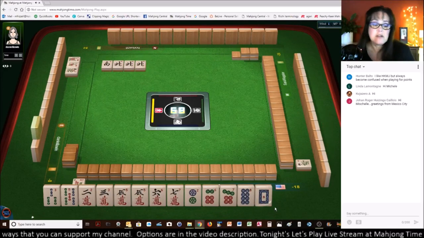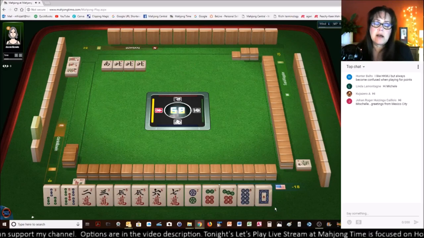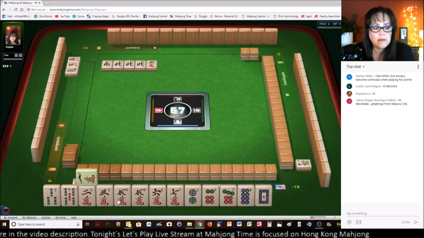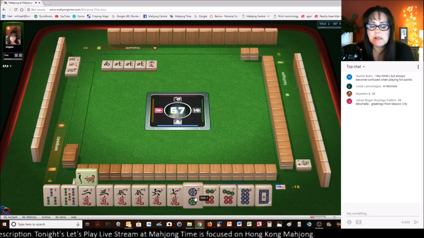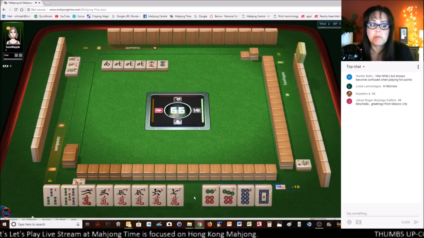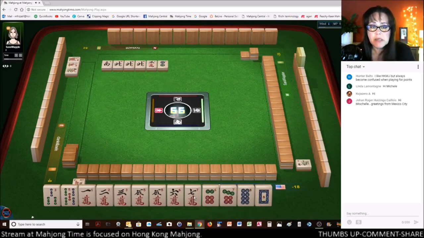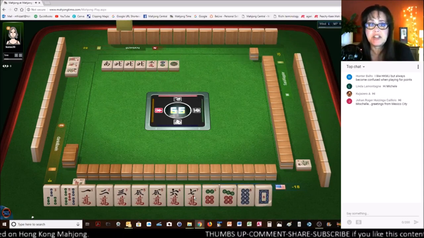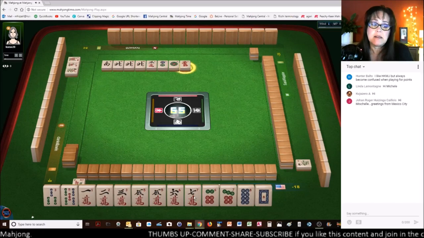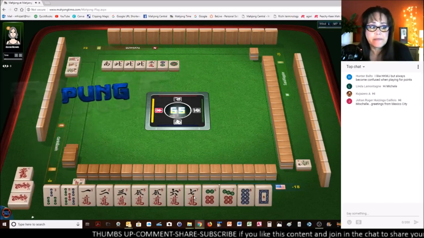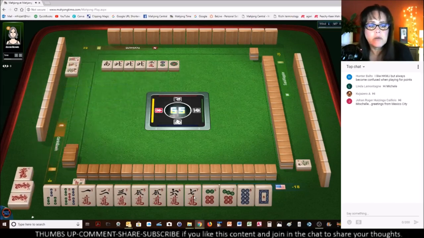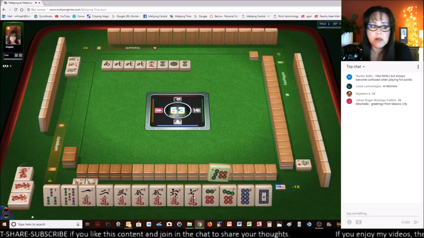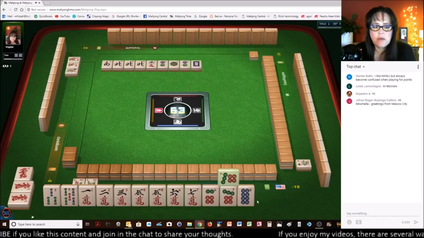I've trained myself to not focus on big hands, but just to play three characters as efficiently as possible, as opposed to going for big hands. So I've trained myself to do that, but I need to now train myself to play chicken hands because chicken hands are valid. So here we're in the south seat. We have a three flower. So that flower is not ours. Let's get rid of the white.